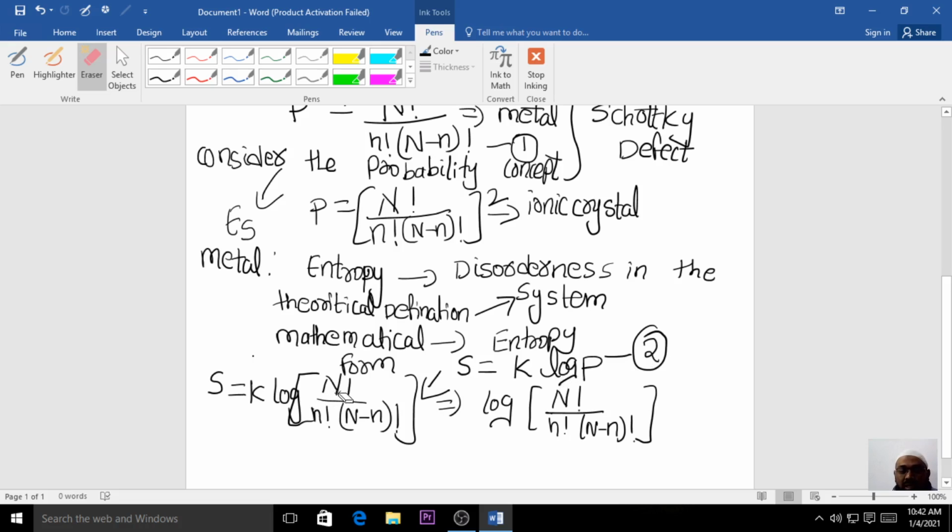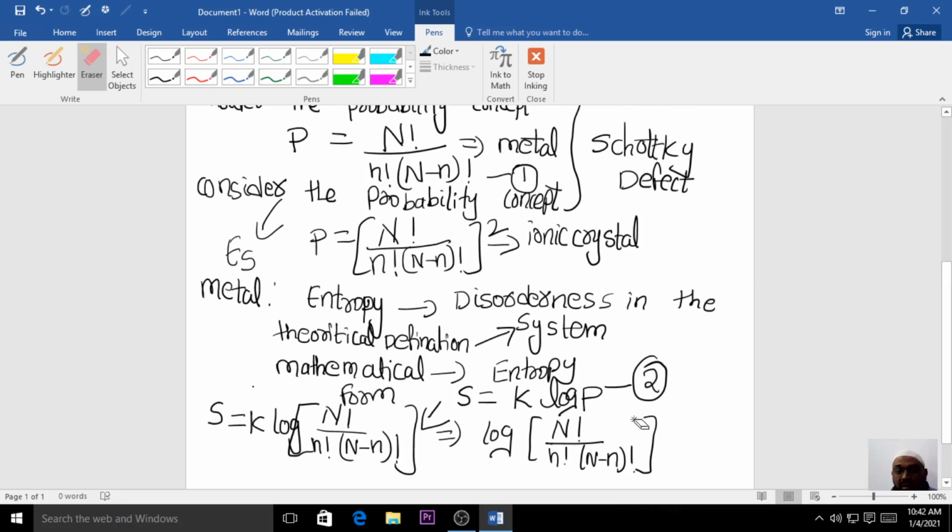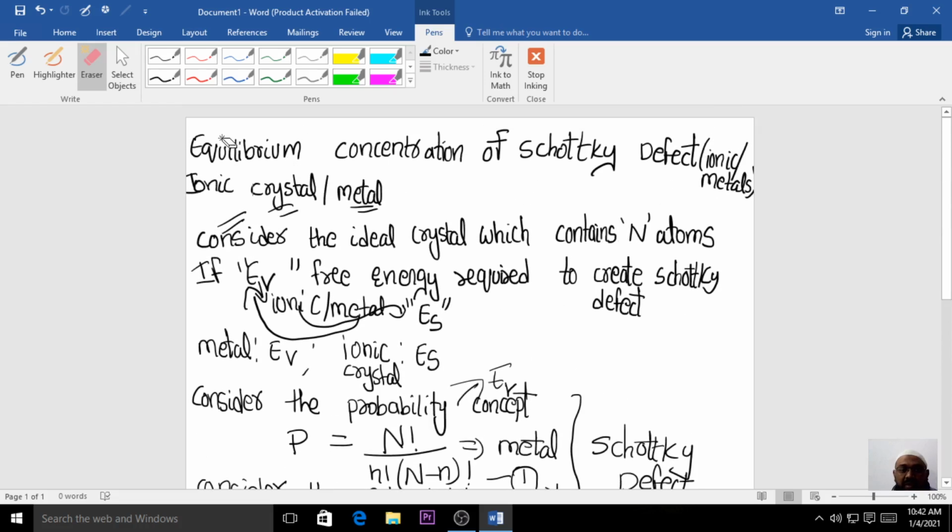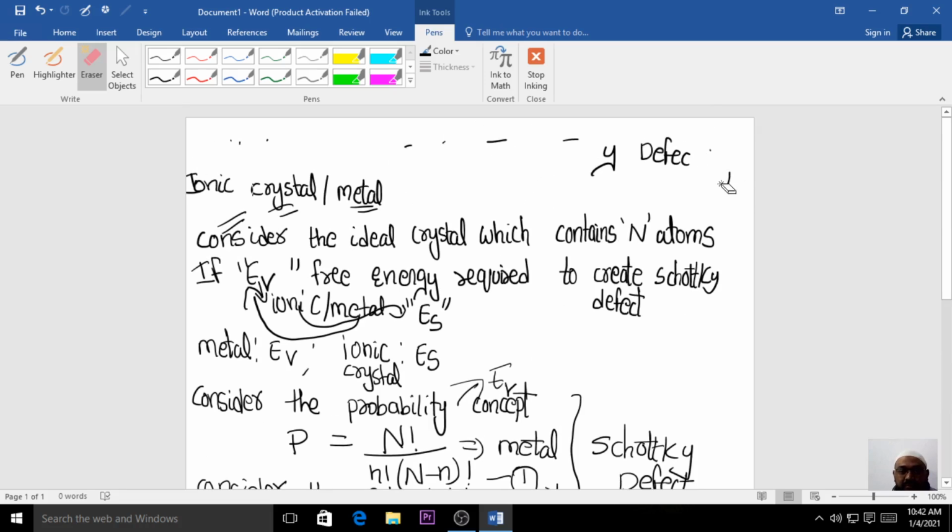So K log of capital N factorial by small n factorial into N minus n factorial, right? Now this is the general formula to calculate the probability value of the given function. What I am doing is taking this particular term and we will try to simplify it now. Clear, everybody? So now how are we going to simplify it? I think you got a very clear idea regarding this, right?